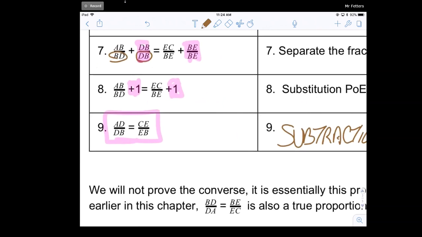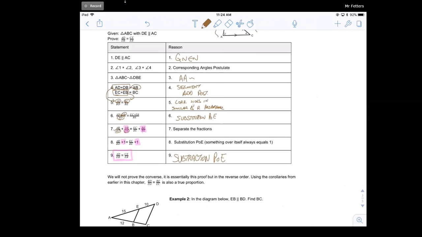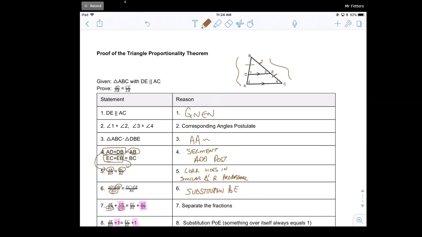And now I have that AD over DB. So if I look, I have AD over DB. So AD over DB is the same proportion as EC over EB.